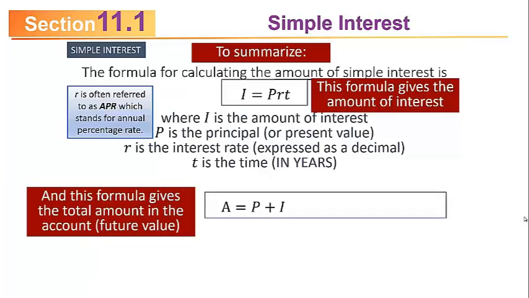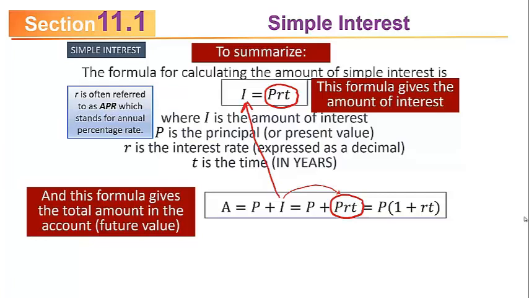If I want to know how much is actually in the account, I'm going to call that capital A. The future value is capital A. It's simply the principal plus the interest. We've already talked about that. But notice that I, capital I, is really PRT. So if I took that capital I out and substituted PRT, I have a capital P in both terms. I could actually factor a P out and get P times the sum of 1 plus RT. That's really the easiest way to write this.